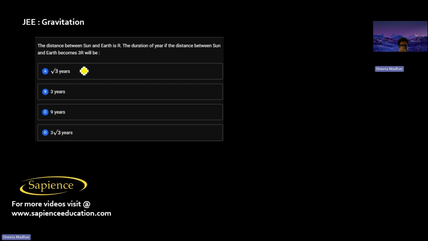And here it is told the distance between Sun and Earth is R. The duration of year if the distance between Sun and Earth becomes 3R. So we know that T square is proportional to R cube, which is Kepler's law of period. So I can say that T1 square by T square is equal to R1 cube by R cube.